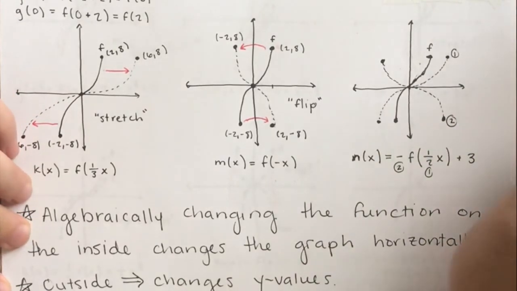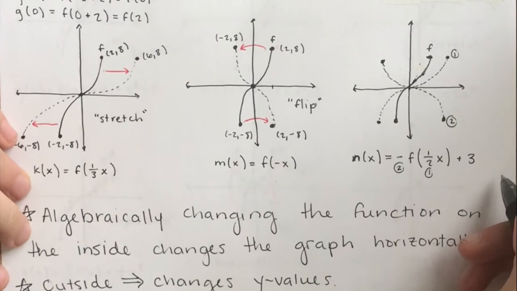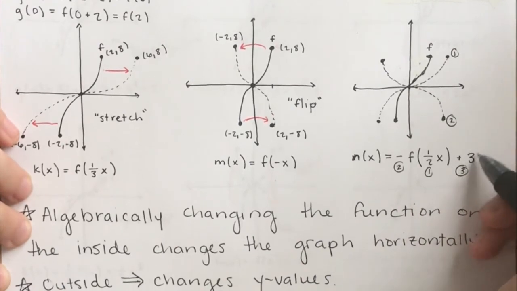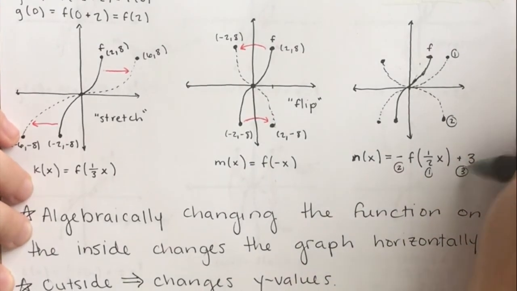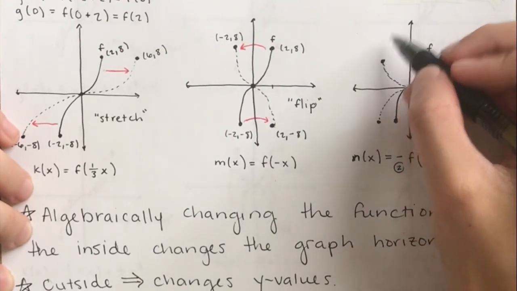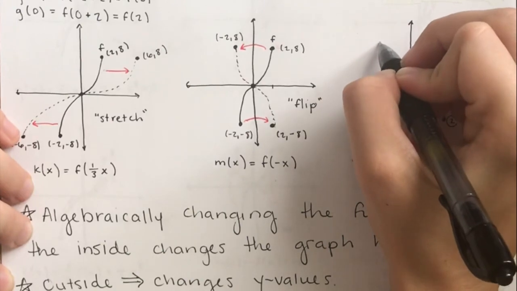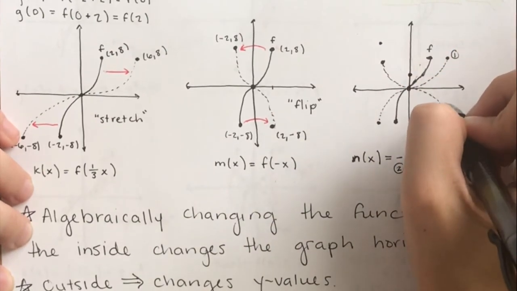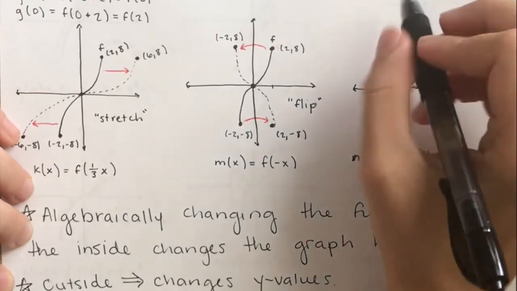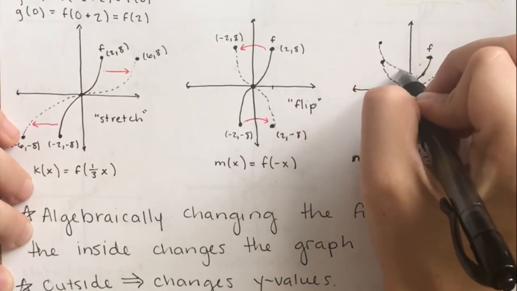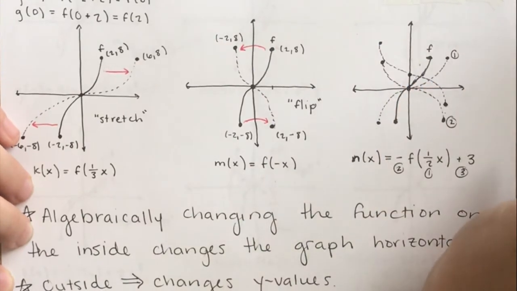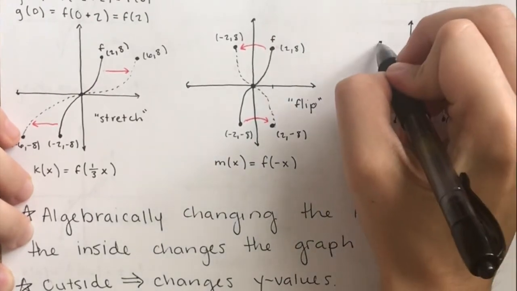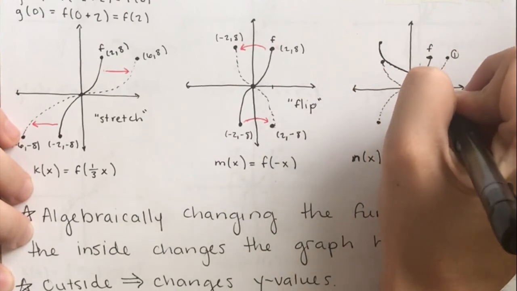So that's step 2. And now, last but not least, we have addition. This is number 3. Addition on the outside. On the outside, it's very intuitive. +3 just means that we're taking our y values and shifting the graph up by 3. So we've got 1, 2, 3. This point, 1, 2, 3. And this point, 1, 2, 3. All right. Now that is all of the transformations, so I'm going to make that a solid line so we know that that's our final answer.